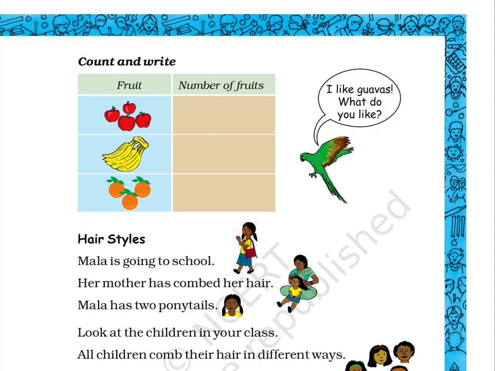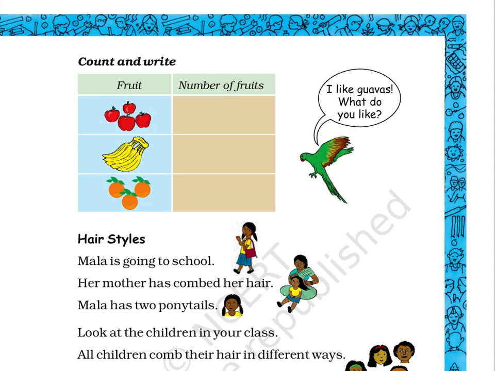Part 1. Count and write. On left-hand side there is a table of two columns and three rows. Column 1 presents the pictures of fruits from the fruit seller's basket and column 2 provides space for writing the number of fruits. The table reads as Row 1. Column 1 has picture of 4 apples. Column 2 has empty space for writing number of fruits.